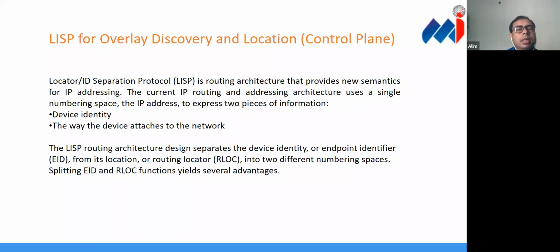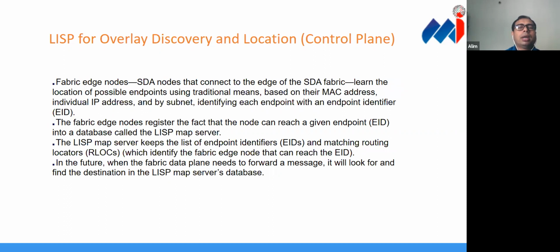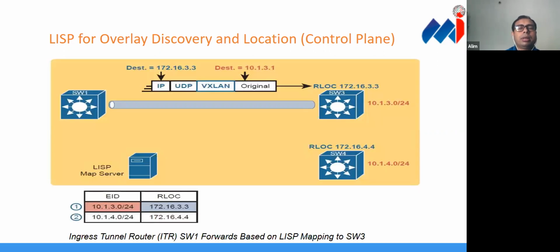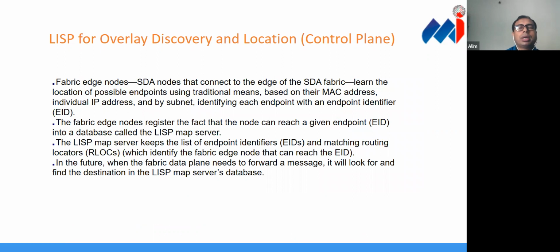But the LISP routing architecture design separates the device identity, the endpoint identifier, from the location, the routing locator, onto different numbering spaces, splitting the endpoint identity and routing locator functions. If I discuss it, then it will be clear, otherwise it will be difficult. So at first, understand the different terms.